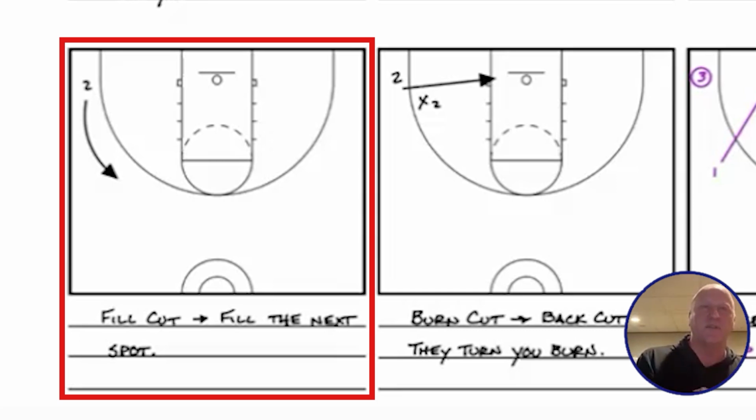Basket cuts or any cut through the lane in zones, you can be slow, you can linger. When we're playing against man, we want it quick in, quick out. So those are just those little conceptual things that the kids start to understand depending on how teams are guarding us.